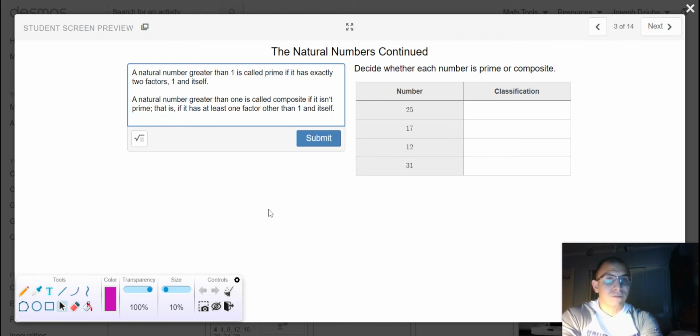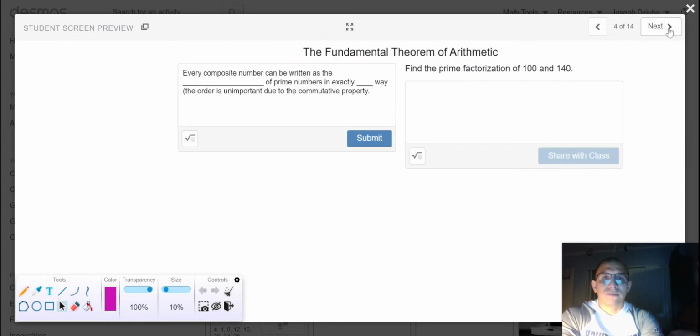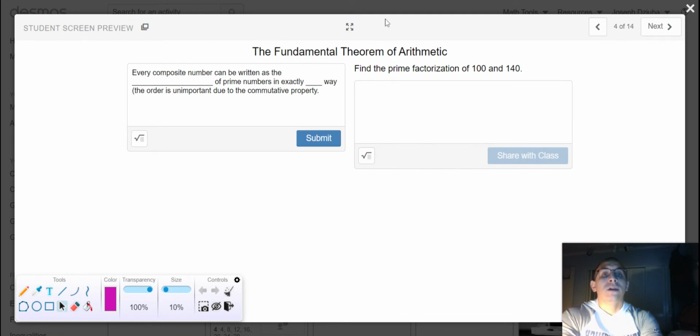So here on our right side, we have a table with these particular values, 25, 17, 12, 31. And I'm asking for you to identify which ones are prime and composite. I clearly just said that 17 was composite, therefore I can help you out with that one. But nothing too strenuous here, just a little bit of recall. Which brings us to our next talking point.